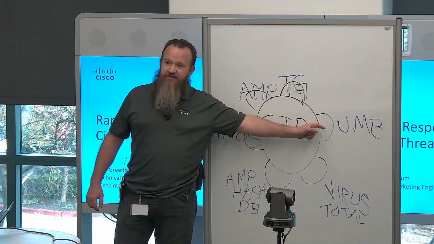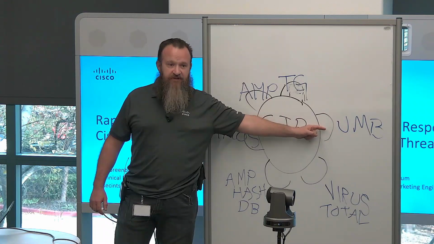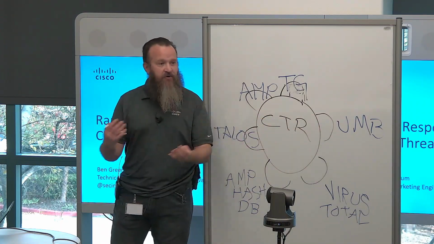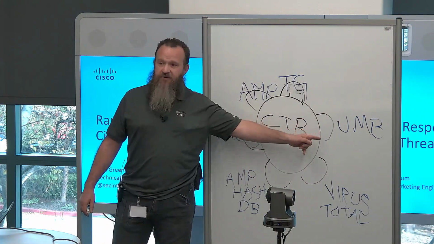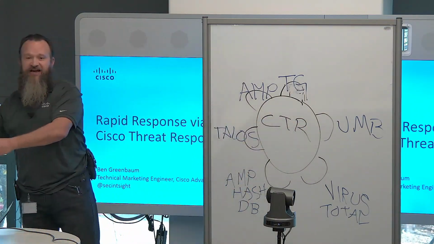You can block domains using the Umbrella DNS security system. And that works the same way. If you find a domain in the course of your research and it's something you don't want your network talking to, you can block it right from Cisco Threat Response without having to go over to an Umbrella tab in your browser.